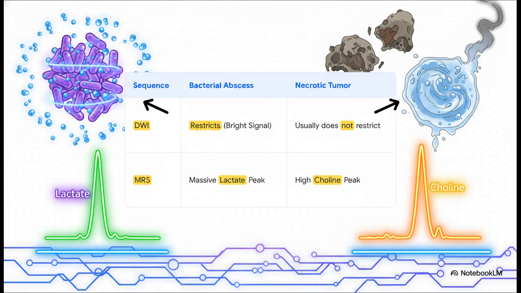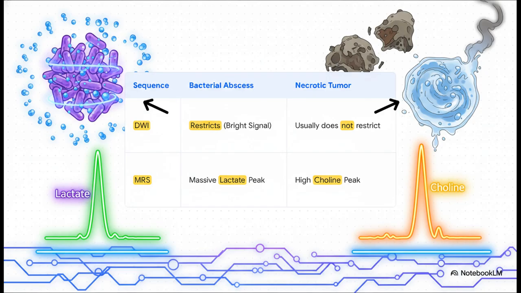A bacterial abscess is basically a bag of pus, right? And pus is thick and gooey, it's viscous. It severely restricts how water molecules can move. So what does that mean? It means it's going to be screaming bright on DWI. And the necrotic tumor, on the other hand, is usually just watery fluid in the middle, so it doesn't restrict.